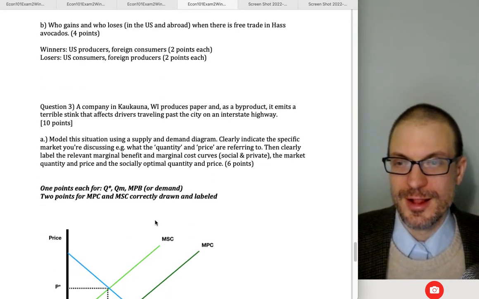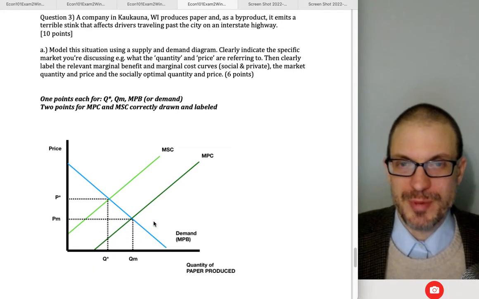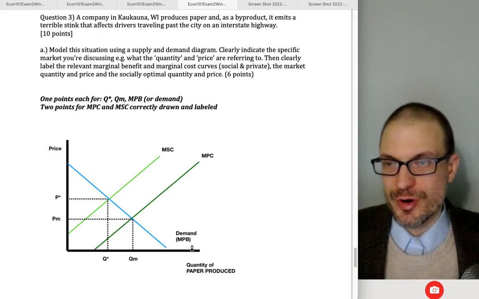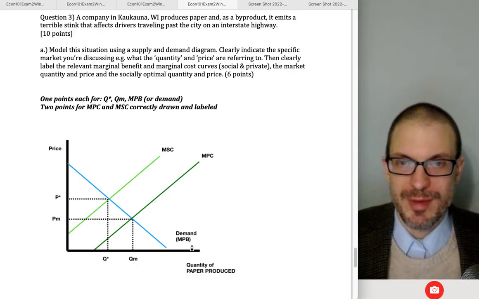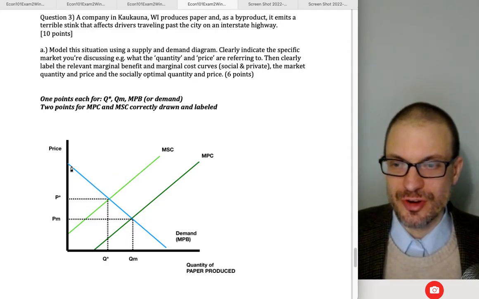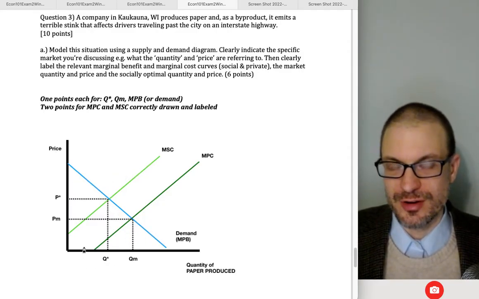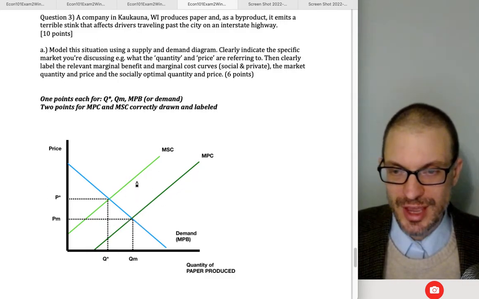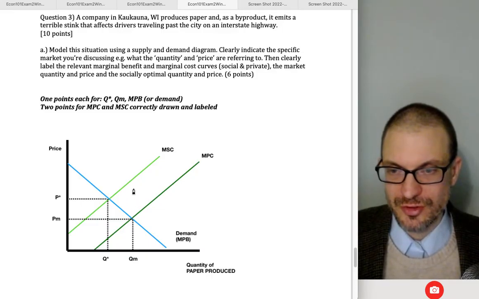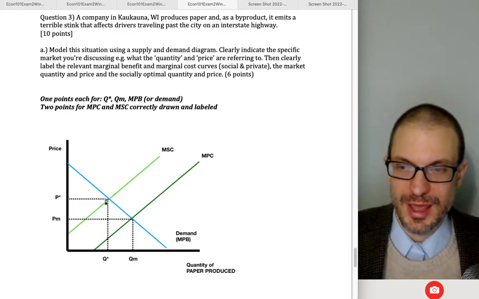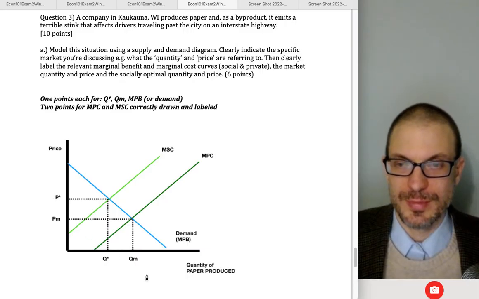A company in Kakana produces paper as a byproduct, emits a terrible stink that affects drivers going past the city on Highway 41. Model this situation using a supply and demand diagram. So we want to have a negative externality situation. Here's our demand or marginal private benefit. Here's our marginal private cost. Here's our marginal social cost, which includes the size of the externality right here. The distance between these curves is the externality. Here's the market quantity, here's the market price. Here's the socially efficient quantity and the socially efficient price, right?